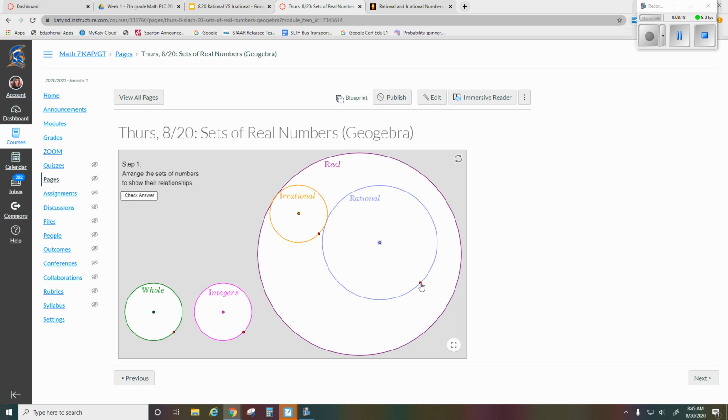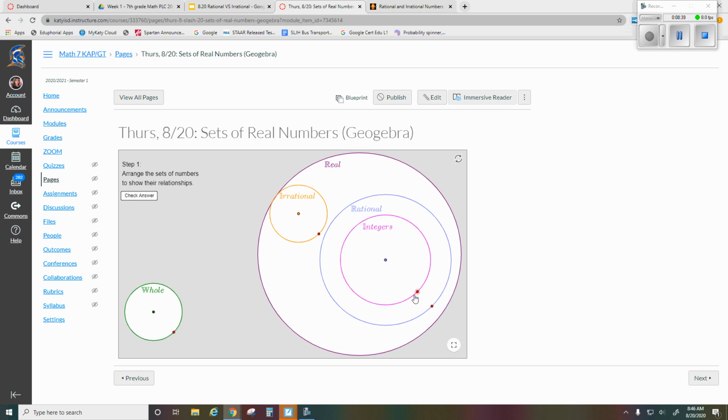Why am I doing that? Good, because we know whole numbers and integers are rational numbers. So which one should we place next? Good, integers. Then, of course, a whole number goes here, like we saw in the video. And then let's check and make sure we're correct.